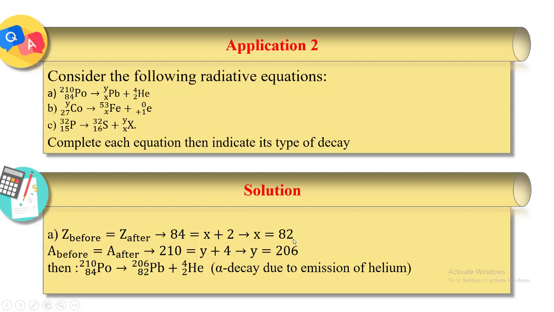In the same way, for the mass number, we have initially 210. This 210 is equal to Y plus 4. Then Y is equal to 210 minus 4, which is equal to 206. Then the equation becomes polonium 210, 84, disintegrates into lead 206, 82, plus helium 4, 2. And due to the emission of helium, this type of decay is called alpha decay.